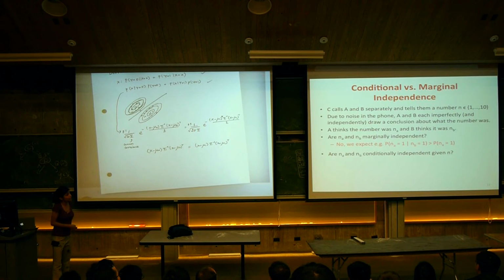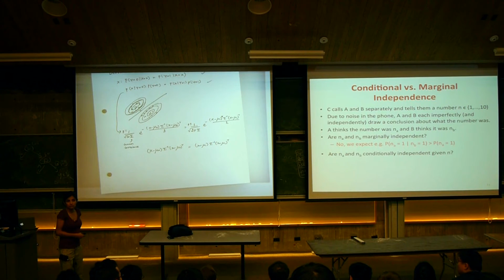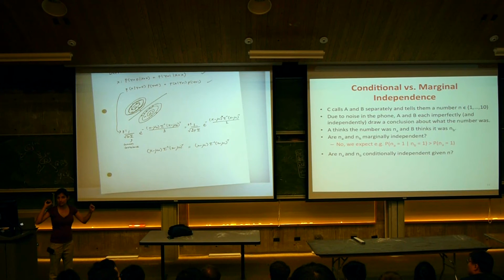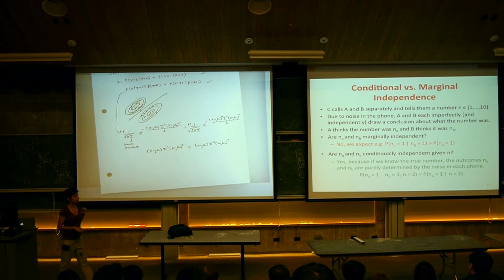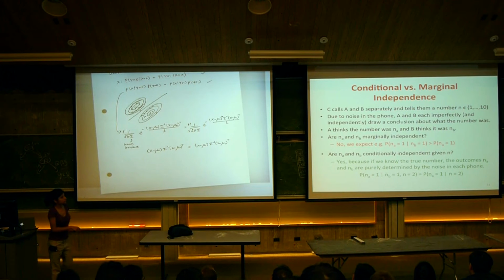Are they conditionally independent? Now, if I told you what the number C actually thought of was, now what's the randomness because of? If I condition on knowing n, then the randomness is purely due to the independent noise in the telephone lines, right? So these two things are completely independent of each other now that you know n. All right? So hopefully you could relate to one of these two examples to understand conditional versus marginal independence. Okay.